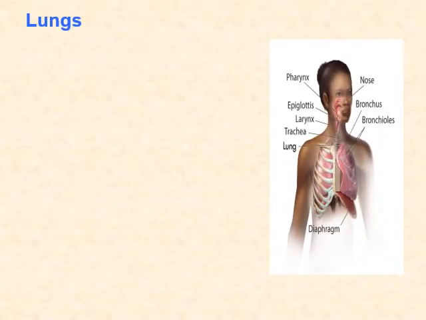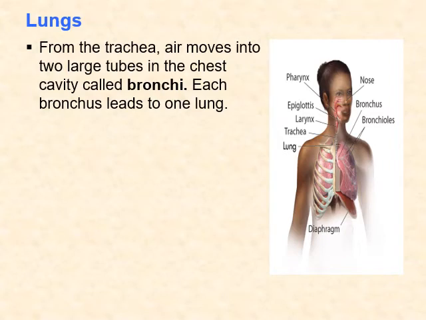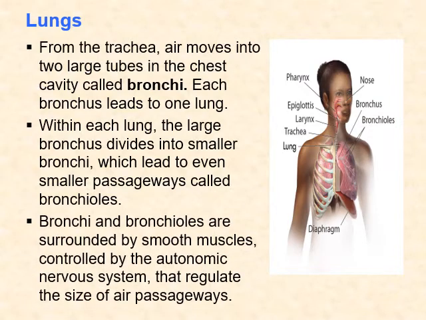The next respiratory system structure after the trachea is the lung. From the trachea, air moves into two large tubes in the chest cavity called bronchi. Each bronchus leads to one lung. Within each lung, the large bronchus divides into smaller bronchi, which lead to even smaller passageways called bronchioles. Bronchi and bronchioles are surrounded by smooth muscles, controlled by the autonomic nervous system, that regulate the size of air passageways.